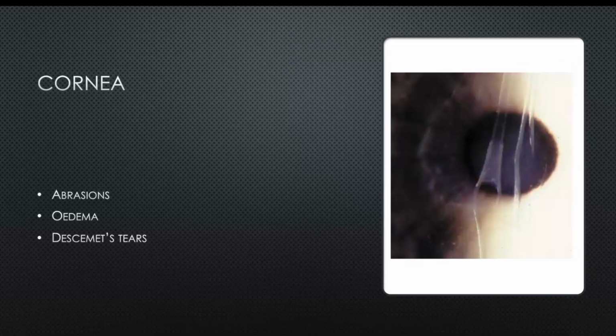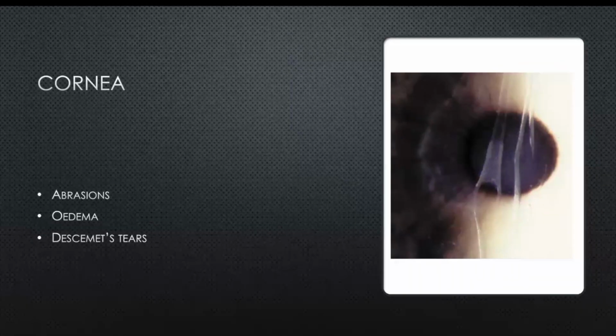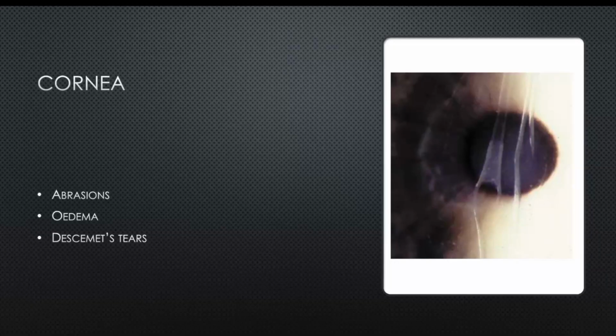You want to see what the extent of the injury is, how this patient might settle, and what the pressure of the eye is, and we'll talk a bit about intraocular pressure in a moment. So with the cornea, these are the main things that you're going to come across with blunt injuries.